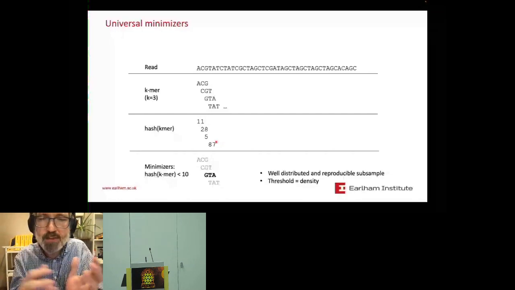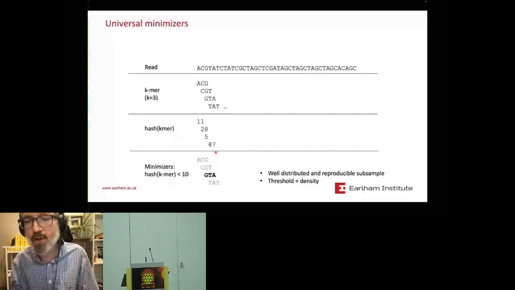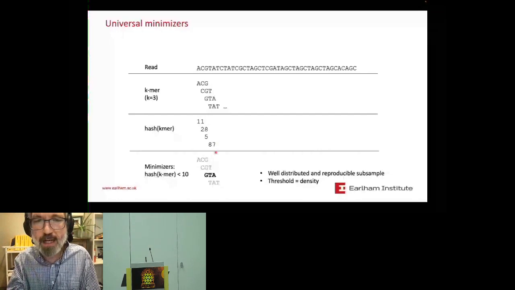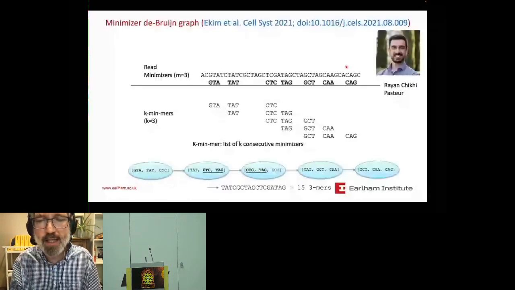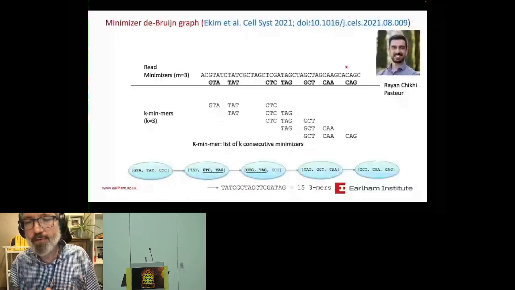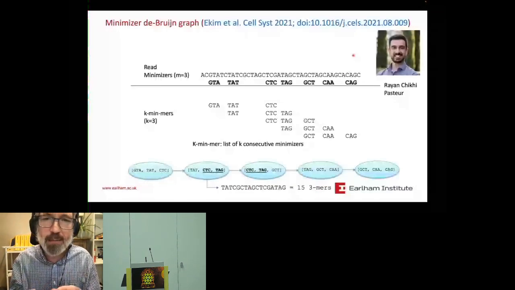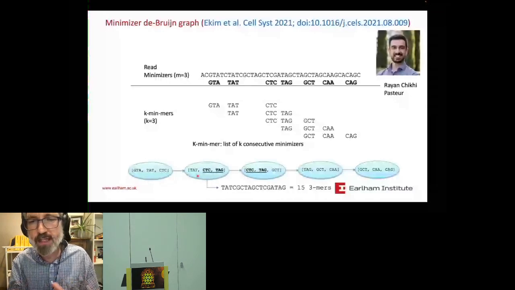And minimizers, as I said, are behind a huge number of bioinformatics algorithms at the moment. Now, the minimizer de Bruijn graph was introduced by Rayan Chikhi in 2021. And the principle here is that you can build a de Bruijn graph out of anything. So you don't have to use k-mers. Instead, he proposed building a de Bruijn graph out of lists of minimizers. So now each node on our graph is not a nucleotide word, it's a list of those minimizers.